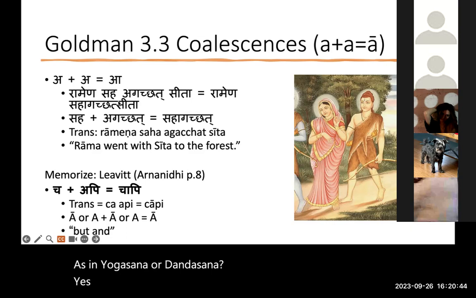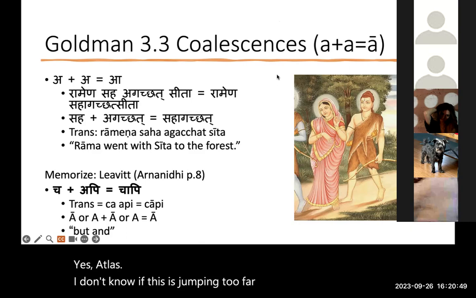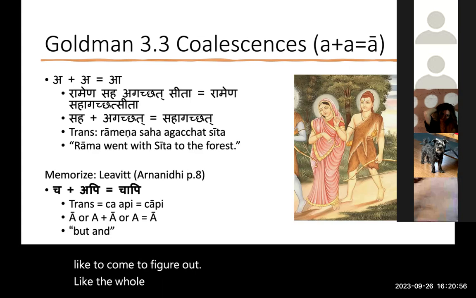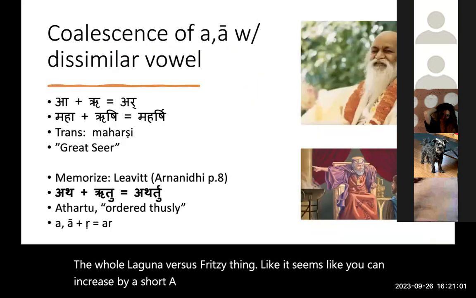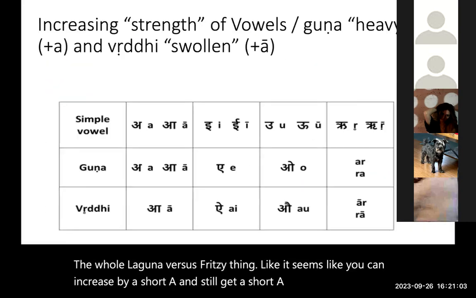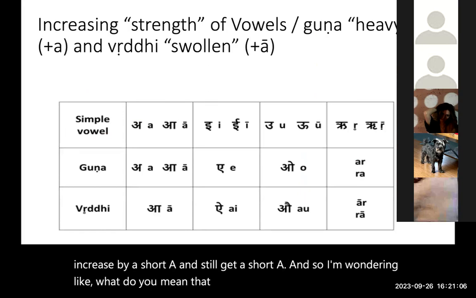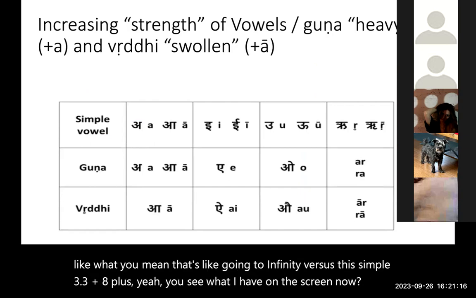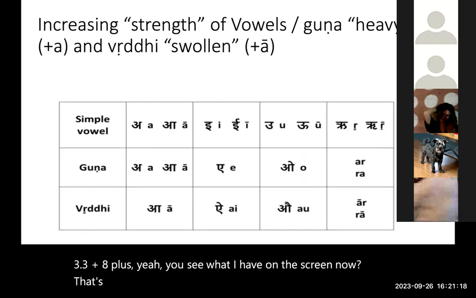Yes, Atlas. I don't know if this is jumping too far ahead or not, but I would like to figure out the whole guna versus vriddhi thing. It seems like you can increase a short a and still get a short a. And so I'm wondering, when you apply guna and vriddhi versus this simple short a plus short a equals long a. Yeah, you see what I have on the screen now? That's how you do guna and vriddhi.